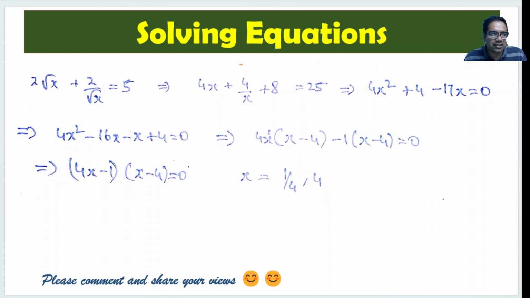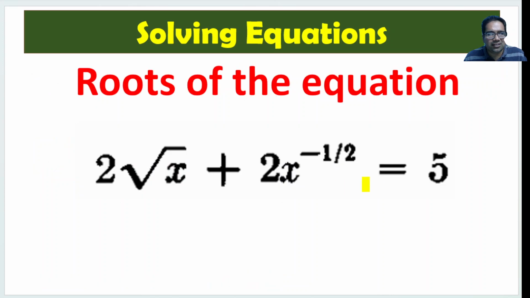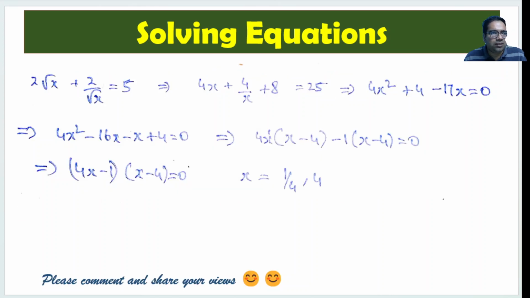There's nothing complex here. It's pretty straightforward. Just that it was given in terms of x power minus half. We just need to do a square of this and the rest of it automatically follows.